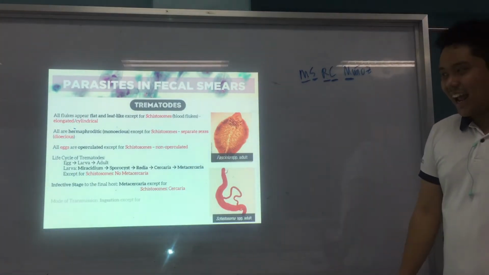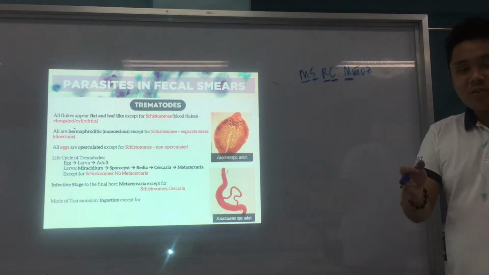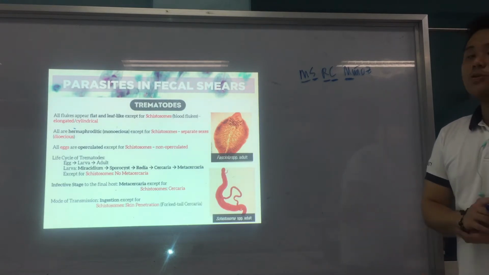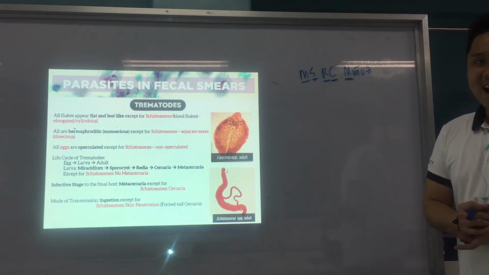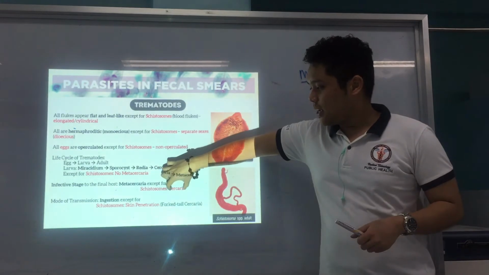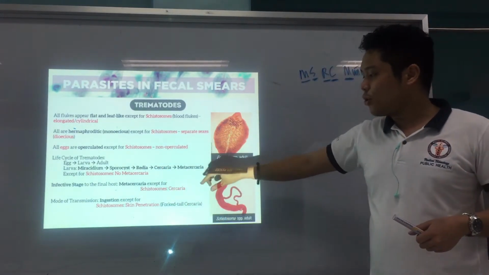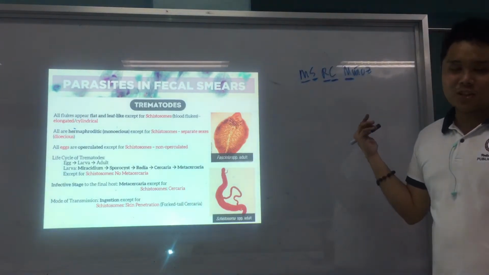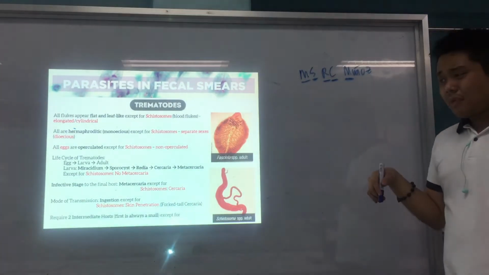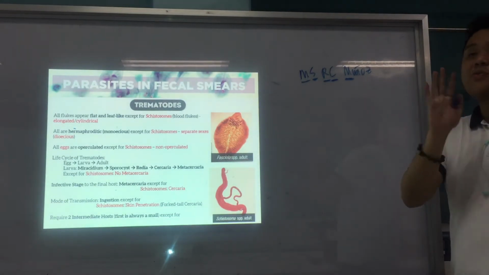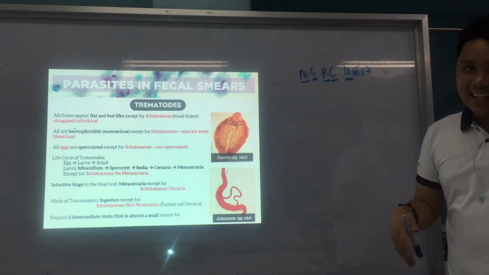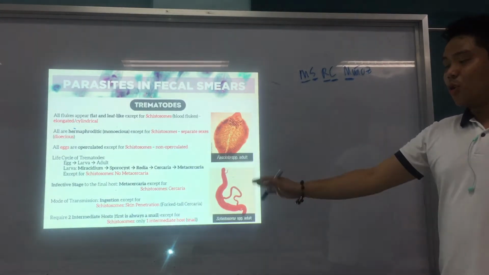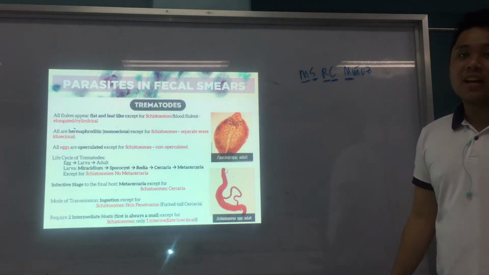And the mode of transmission is ingestion for the rest of your flukes, except for schistosomes, which is skin penetration of the cercaria. Your schistosomes have a characteristic cercaria described as forked tail. We'll see the picture later. And lastly, they require two intermediate hosts. The first one is always a snail, except for schistosomes, which require only one intermediate host, which is a snail.